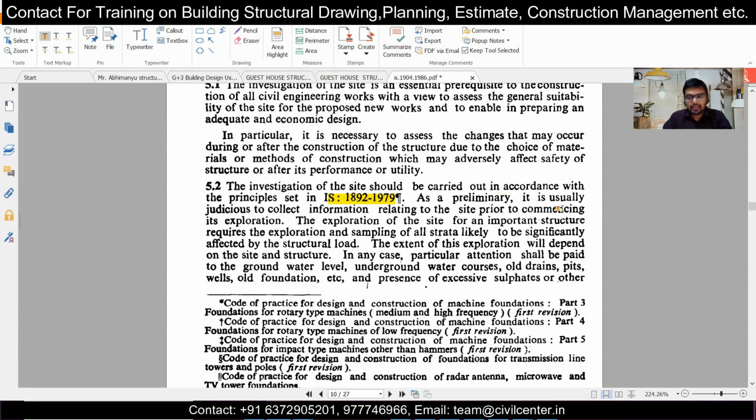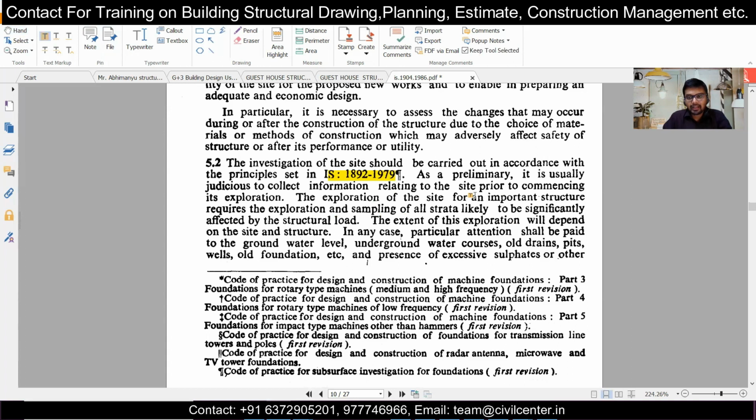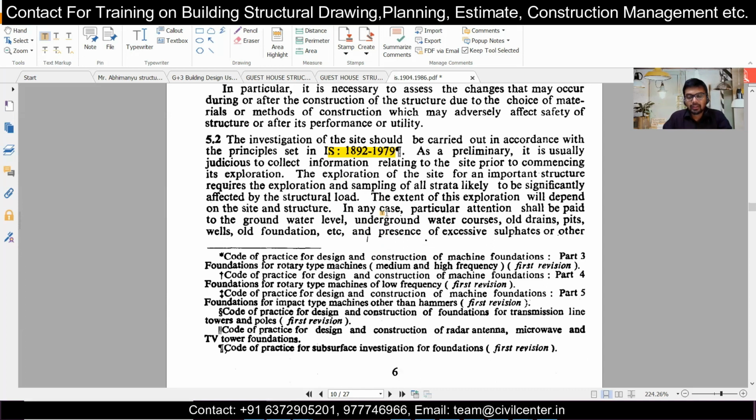As a preliminary, it is usually judicious to collect information regarding the site prior to exploration. Exploration is important, and it requires exploration and sampling of the strata likely to be affected by the structural load. It means the area in which the building will be constructed and the area a little bit around it; you can collect samples from there. The extent of the exploration will depend on the site and the structure. In any case, particular attention should be paid to the groundwater level.